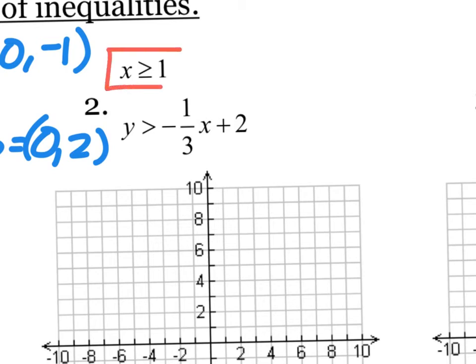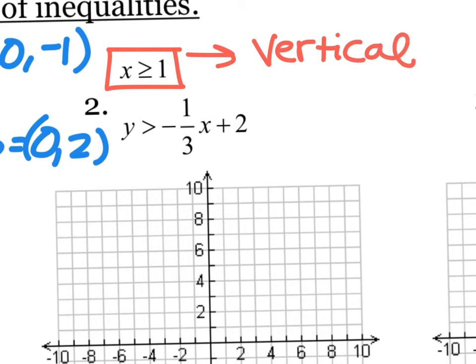Guys, what kind of line is this? Oh, man, you have to change that into slope-intercept form. This is a vertical line. Oh, you're right. The slope is undefined. Nice. Okay, so the slope is undefined. Basically, remember, when it's x equals, or x is less than or greater than a number, that's when you have a vertical line. So that's how I knew this was vertical.